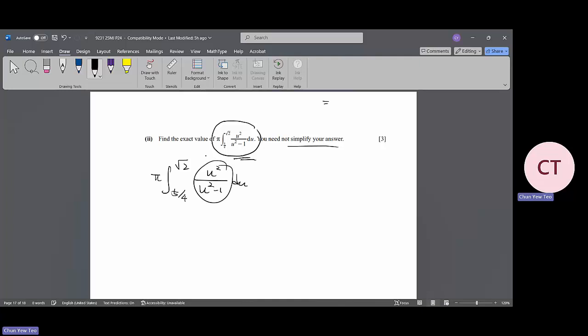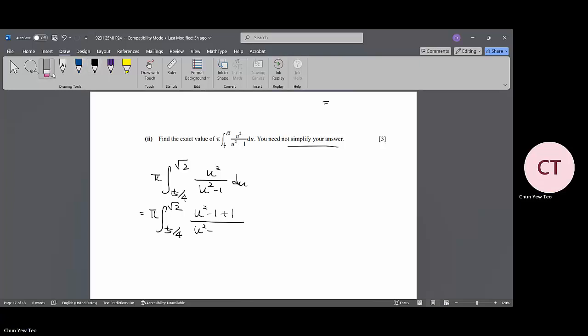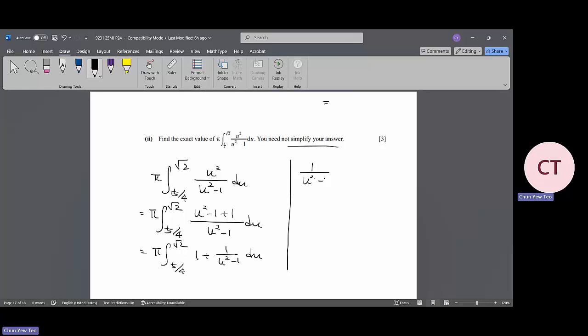So you can see that this is an improper fraction. We need to make it become proper first. You can use long division, or we can use an easier way. Make it become u² minus 1 plus 1 over the u² minus 1 du. So I will be able to make this become the integral from 5/4 to √2 of 1 plus 1 over u² minus 1 du. So over here, I need to use partial fractions.